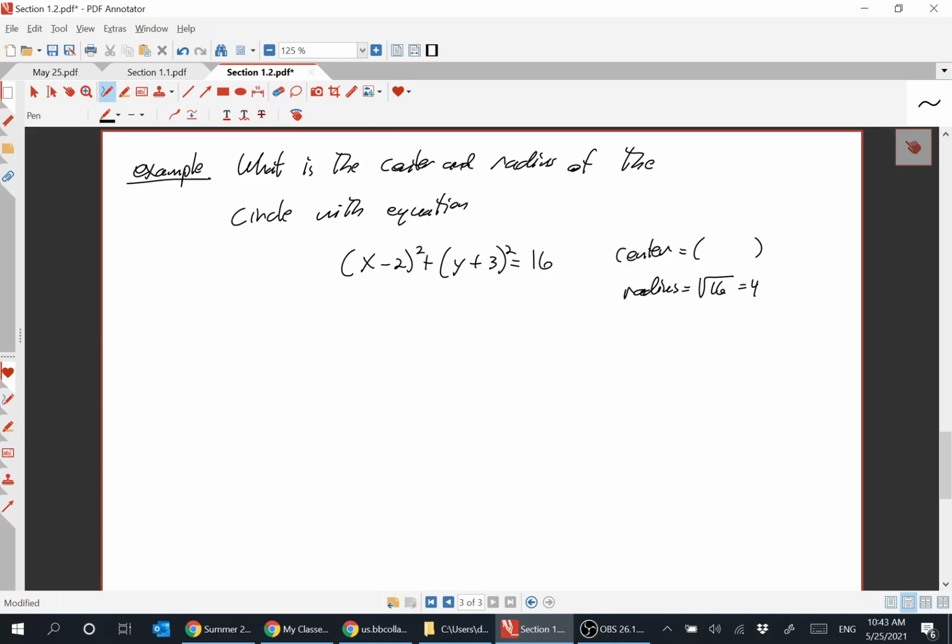Well, the x-coordinate of the center is 2. What's the y-coordinate of the center? Not 3. -3, right? This is (x minus 2) squared, and (y minus -3) squared, so it's y plus 3.